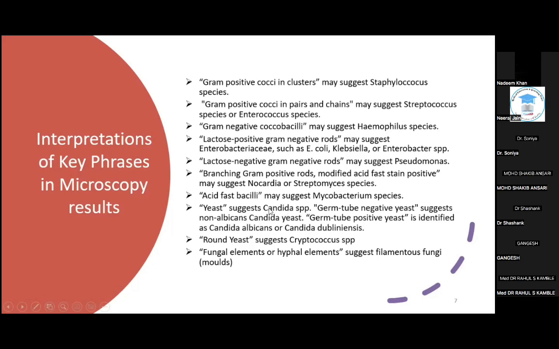Budding cells, Candida. Now, from the Candida, when it's reported, if you do a germ tube test and it's positive, it indicates Candida albicans, which is pathogenic. Germ tube negative indicates non-albicans Candida. Most of the Candida non-albicans are non-pathogenic unless, in certain conditions, they are opportunistic pathogens. Round cells, if mentioned in the microscopy, indicate a Cryptococcus species.